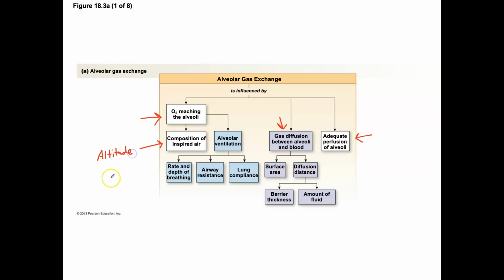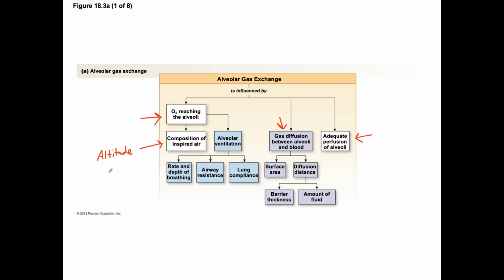As we increase altitude, there's going to be a lower atmospheric pressure, and so that's going to affect the ability of oxygen to get into our circulatory system, and it's going to affect our overall amount of oxygen available for the body.